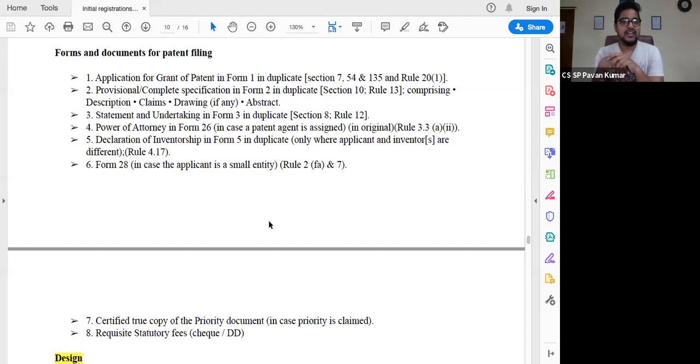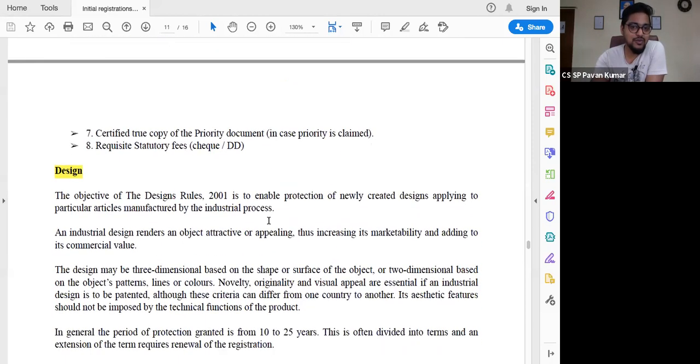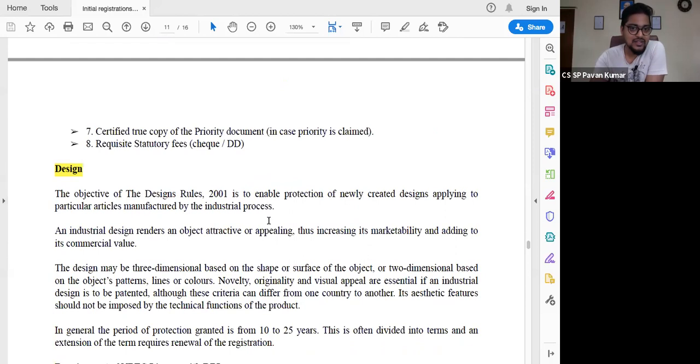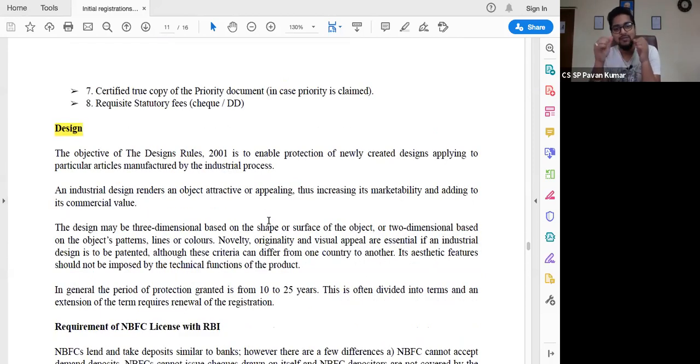Then statement of undertaking in Form 3, saying that this is my original work only. Then power of attorney, in case I'm appointing an attorney to represent on behalf of me, declaration of the inventorship, and Form 5. All these things have to be given. And in case of a small entity, Form 28, because there will be a rebate. There'll be some concession in the fees if I'm a small entity. Okay, so all these copies I will normally give, and after the registrar sees, he will give the patent registration to me.